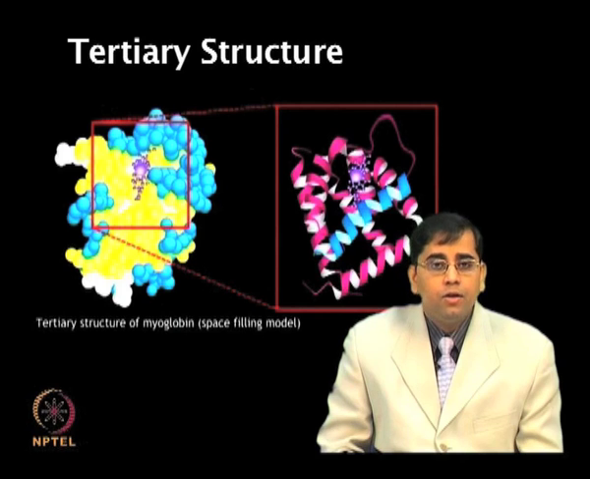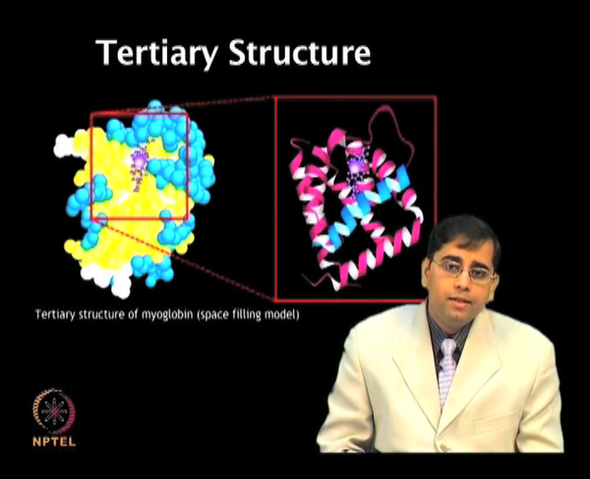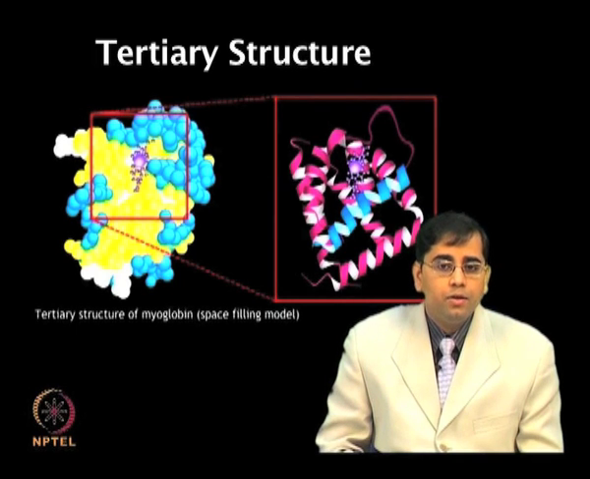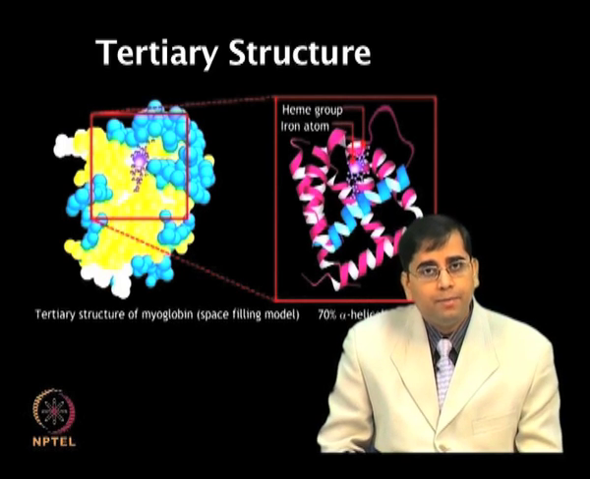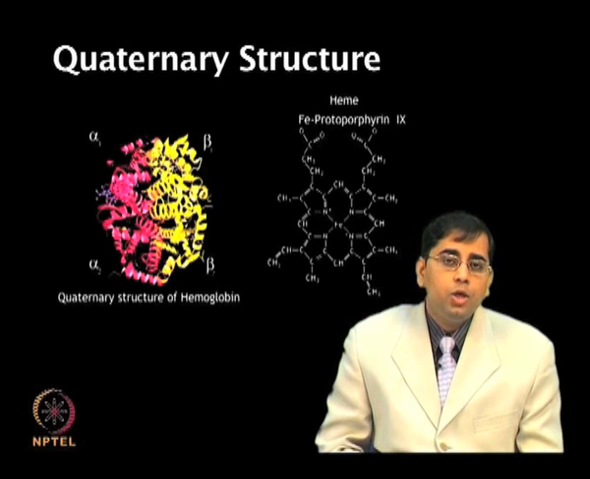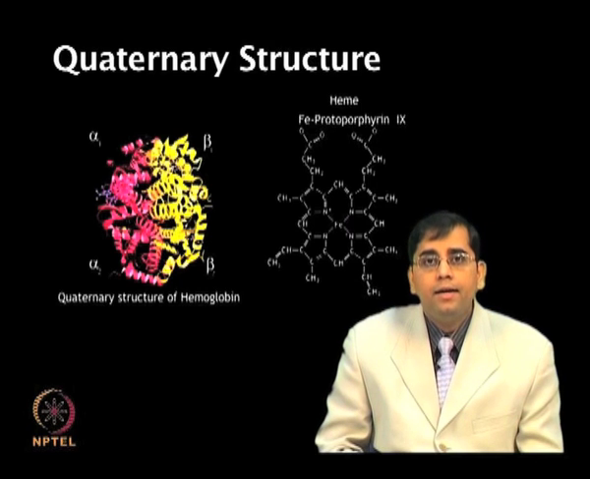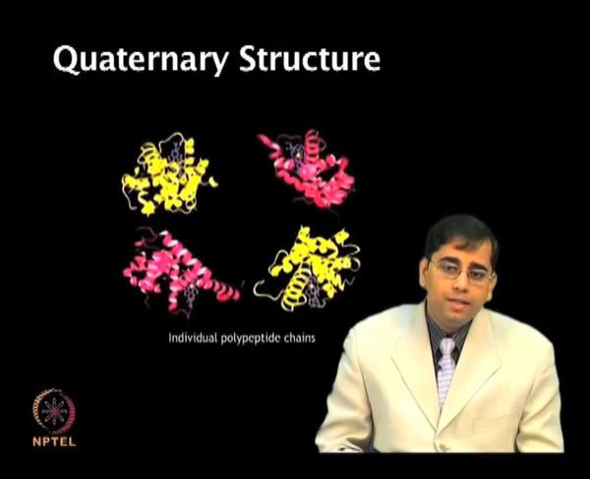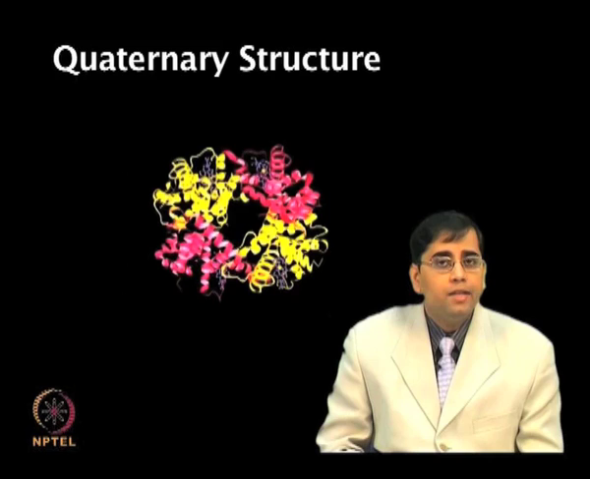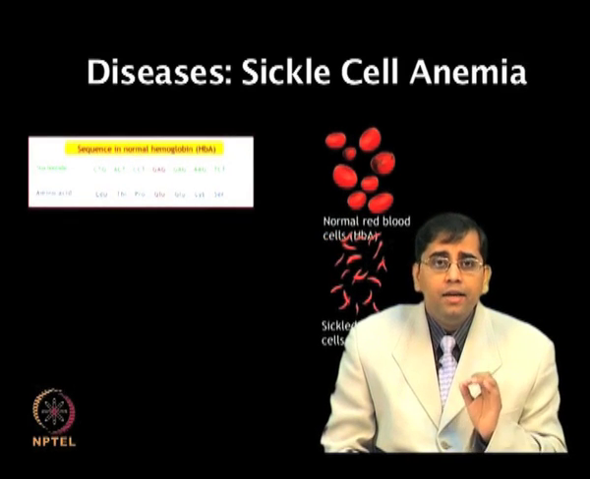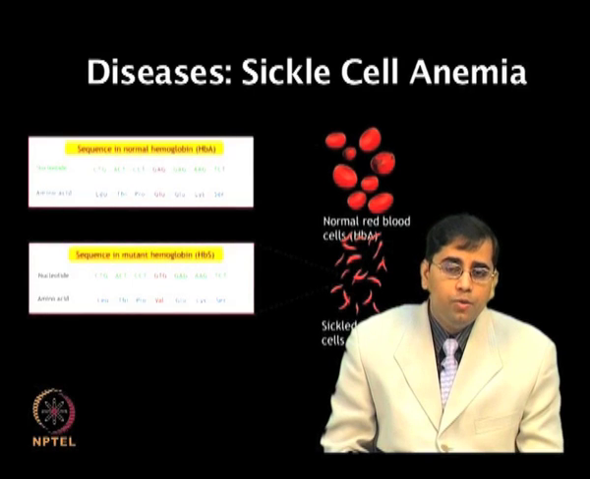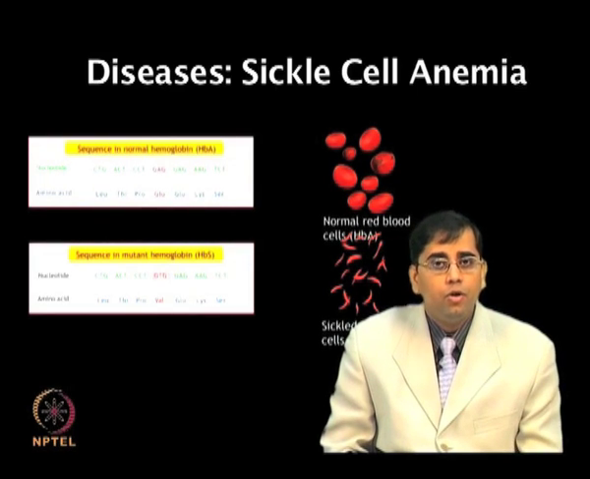The three-dimensional compactly folded structure of proteins makes the tertiary structure, which represents the overall organization of secondary structural elements in three-dimensional space. The quaternary structure refers to the interactions between individual protein subunits in a multi-subunit complex. Sickle cell anemia is caused due to a single nucleotide substitution, which converts a glutamic acid residue to valine in the beta chain of hemoglobin.